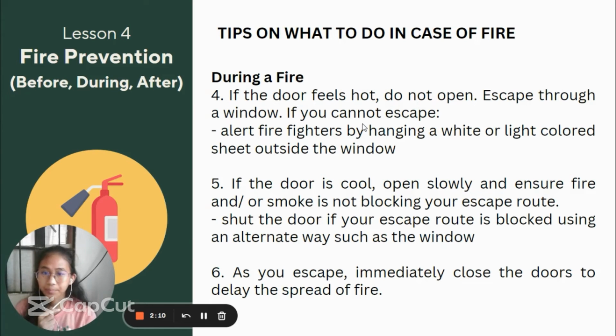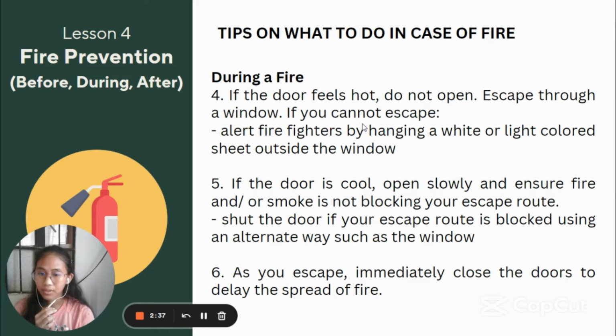Number 4, if the door feels hot, do not open it. Escape through a window. If the door is hot, the room next to it may already have spread fire and be full of smoke, so you should not open it. If you cannot escape, alert firefighters by hanging a white or light colored sheet outside the window.